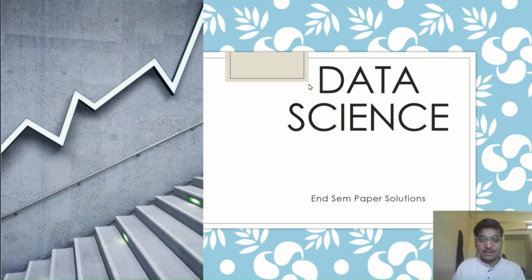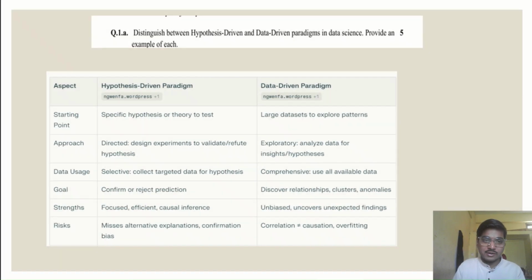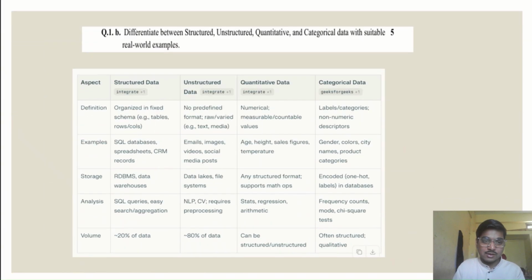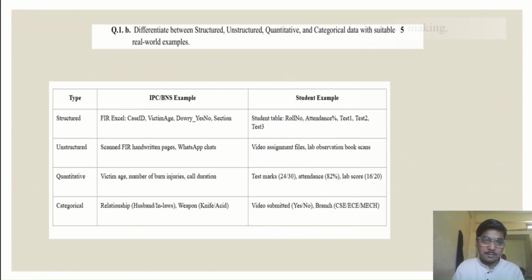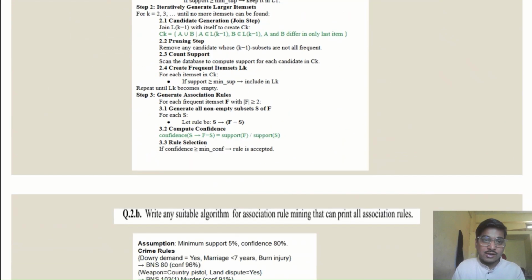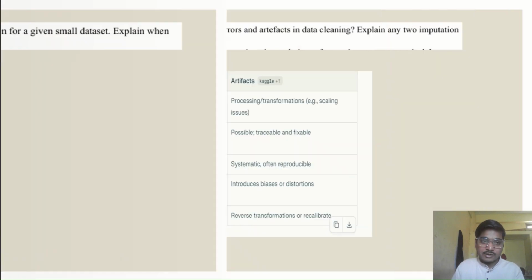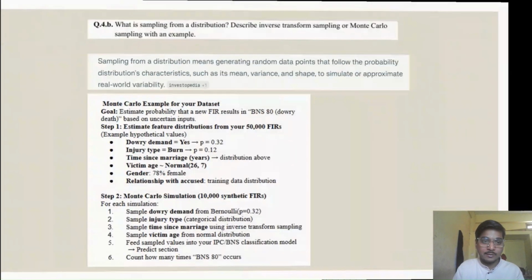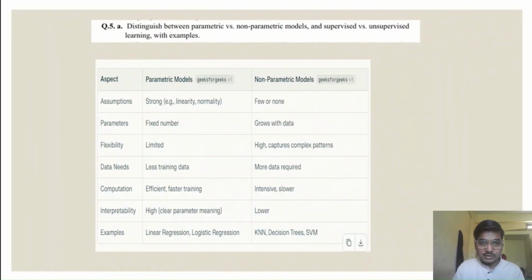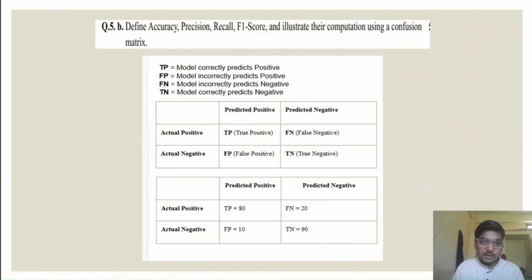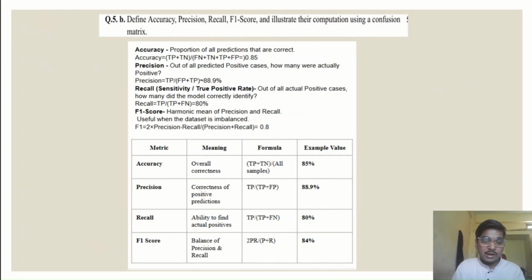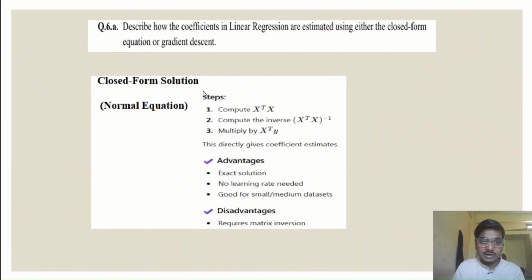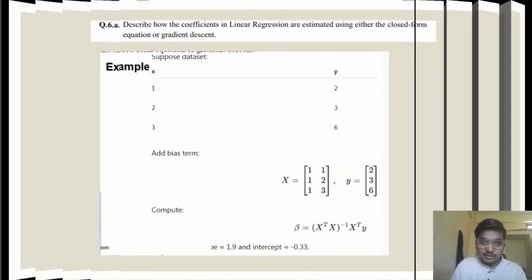Hello everyone. In this video, I am going to discuss the remaining solution of the data science semester paper. I had already discussed question number first A and B part, question number second A part and its B part, the solution of question number third A part and its third B part. I had also discussed the solution of fourth question A part and its B part. I had also discussed fifth question A part, its B part in the previous video. In the previous video, I had also discussed question number 6 A part and its B part solutions.